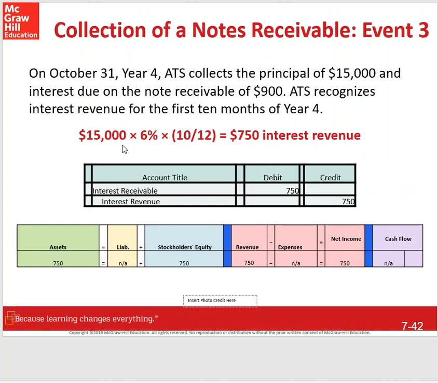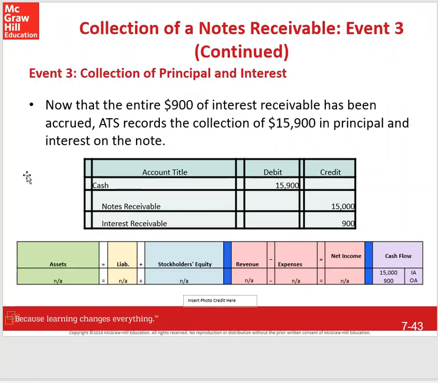So we take 15,000 times 6% times the other 10 months, 10/12, and that equals $750 of accrued interest revenue. So again, we're debiting interest receivable, crediting interest revenue, bringing both sides of the accounting equation up. What's our balance in interest revenue now? It was $150 from last year, and now we just put in another $750, so now we're at $900, which is $15,000 times 6%, and now we're ready to collect from Stanford Cummings.